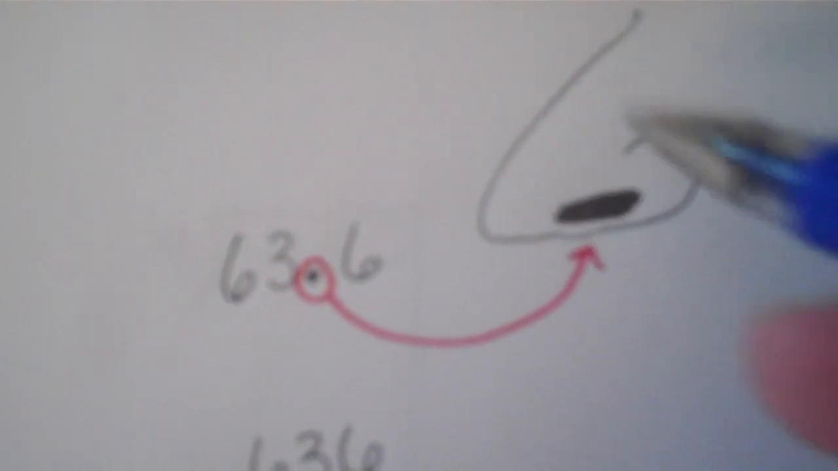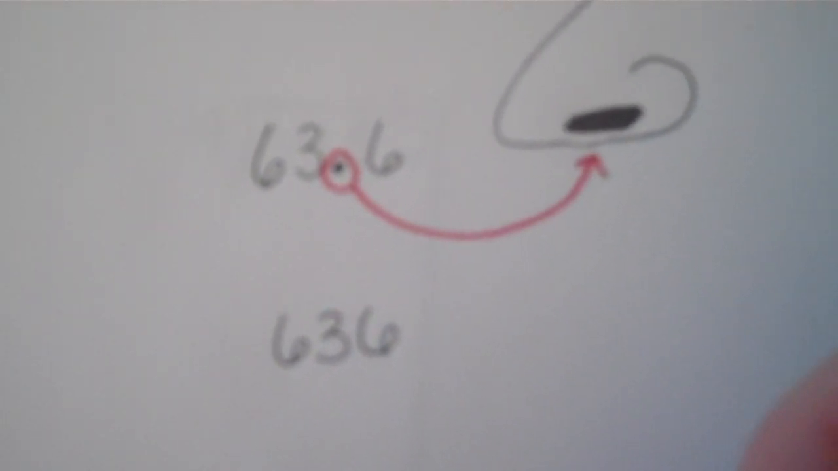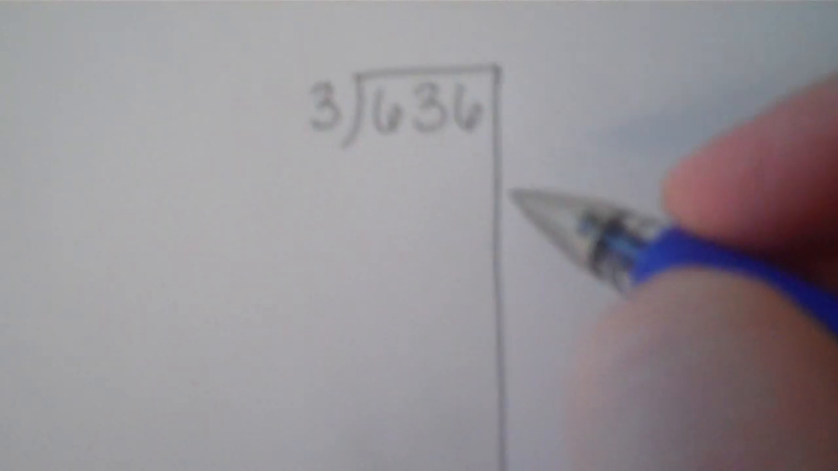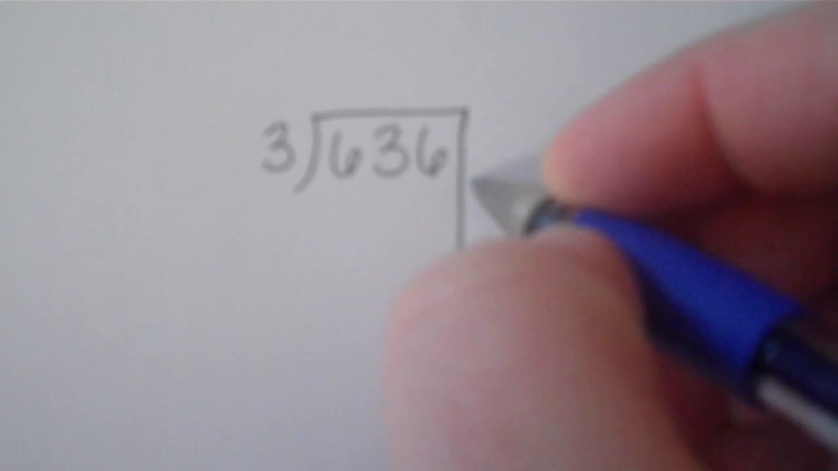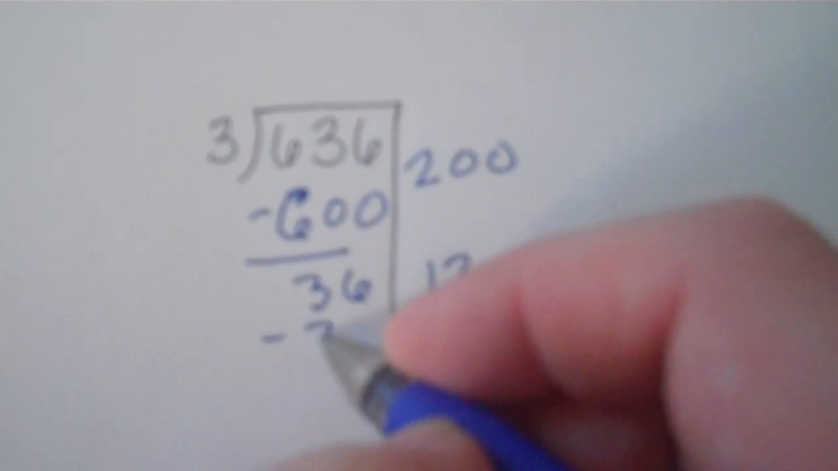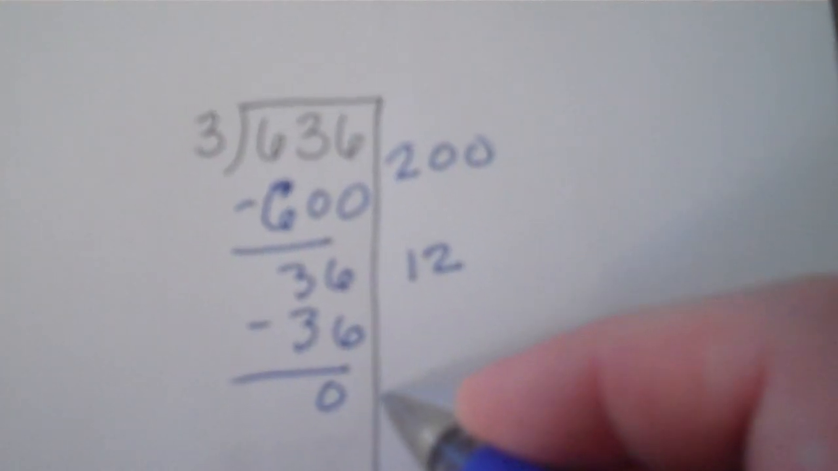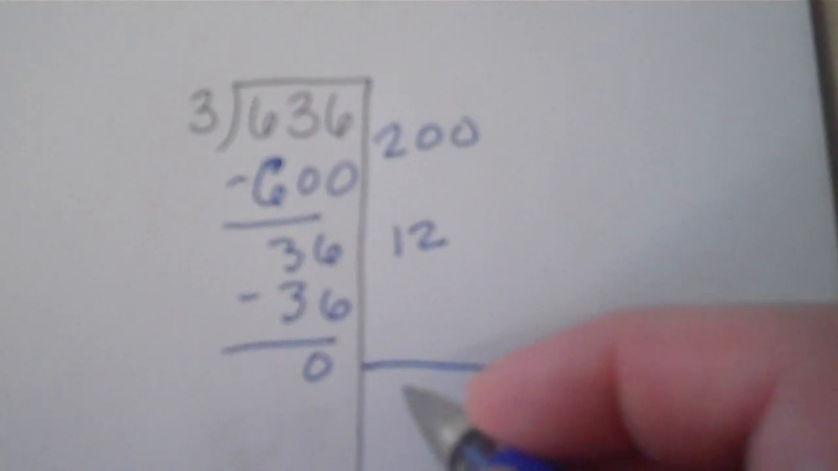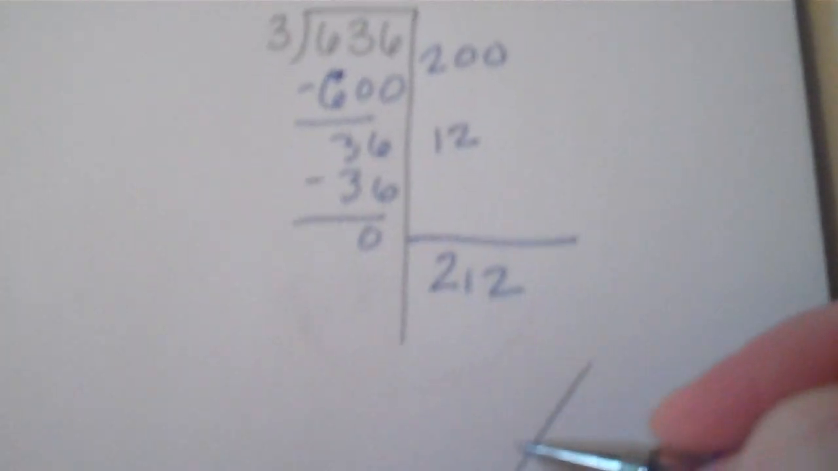Next, I'm going to put the decimal up my nose and divide 636 by 3. I just take the decimal out, put it up my nose so I don't lose it, and I carry on like normal. 636 divided by 3. I know I can put at least 200 threes in there. That would be 600. Take away. And I can put 12 threes in 36, and I'm left with 0. So 3 goes into 636 212 times.